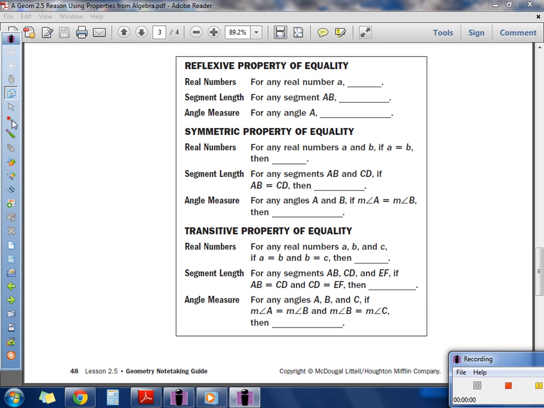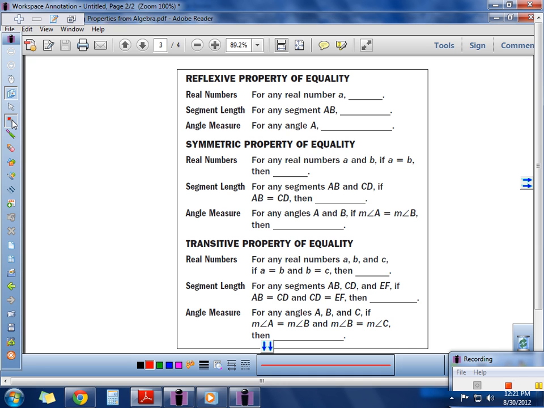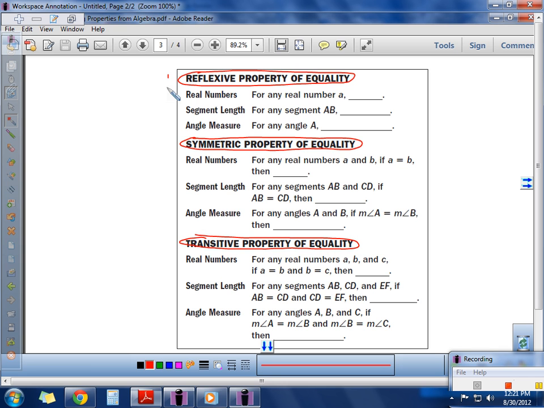So the first thing we need to discuss are these three properties that I circle. Please circle these three properties. And let's go ahead and number them. 1, 2, 3. These are the three properties we are discussing today. The first one is reflexive, number 2 is symmetric, and the third is transitive.